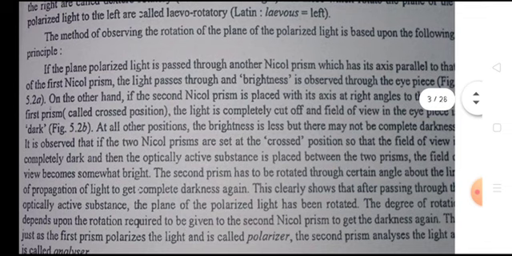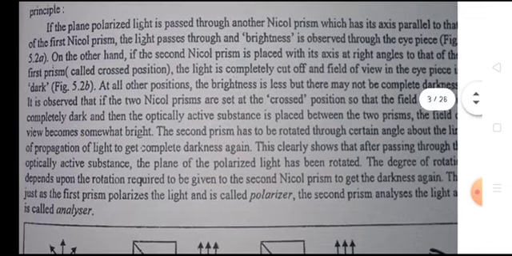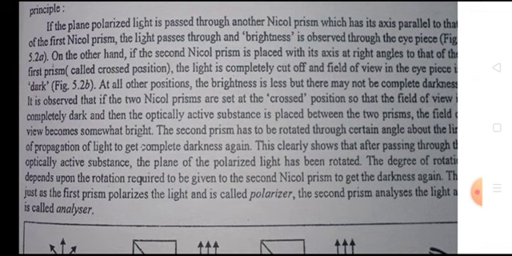The method of observing the rotation of the plane of polarized light is based upon the following principle. If the plane polarized light is passed through a second nicol prism, which has its axis parallel to that of the first nicol prism, the light passes through and brightness is observed through the eyepiece. On the other hand, if the second nicol prism is placed with its axis at right angles to that prism, then in all other positions the brightness is less, but there may not be complete darkness.